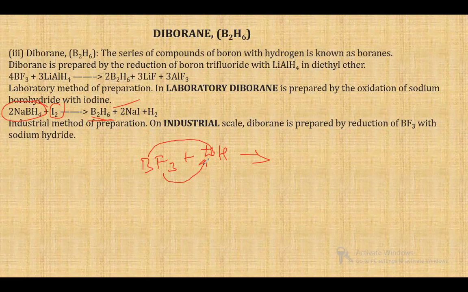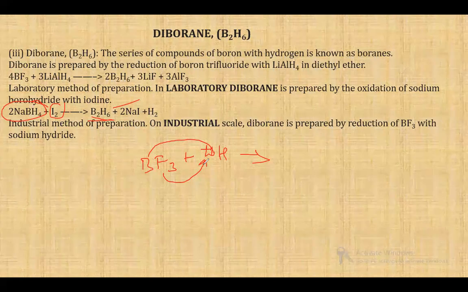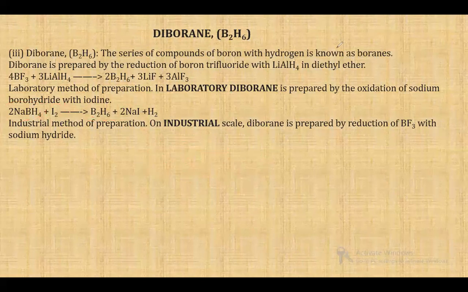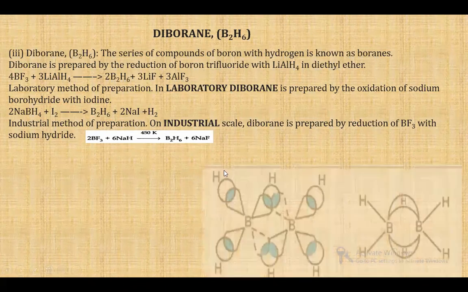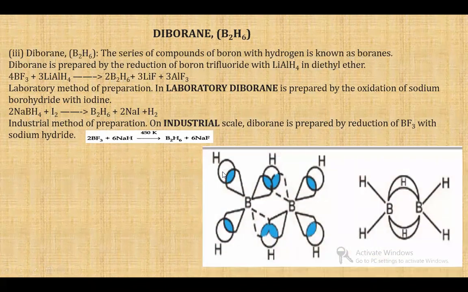Okay. So diborane is a colorless, highly toxic gas, which boils at 180 Kelvin. So boron trifluoride and 6NaH, sodium hydride, or lithium hydride will give B2H6. Both are industrial methods of preparation. So what is this? This is the structure of diborane, B2H6.